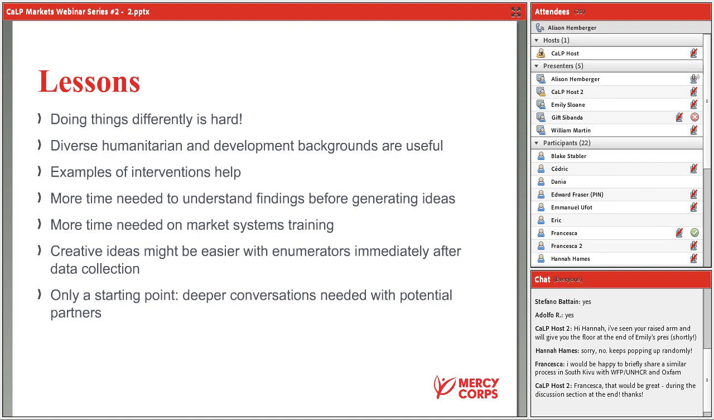We also recognize that sometimes the most creative ideas are actually identified during data collection, and this process happened later during a workshop. So getting those popcorn ideas from enumerators during an assessment can be really helpful for grounding some creative ideas. Also, we recognize that this is only a starting point. So in order to make these things tangible and concrete, it involves going out and having deeper conversations with potential partners.